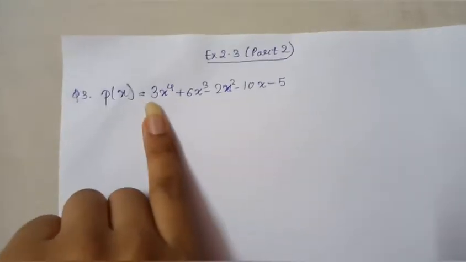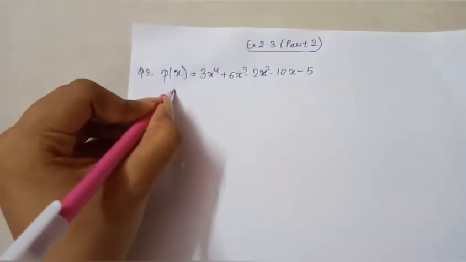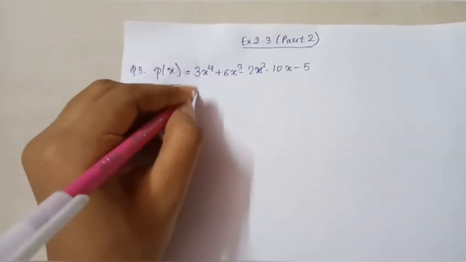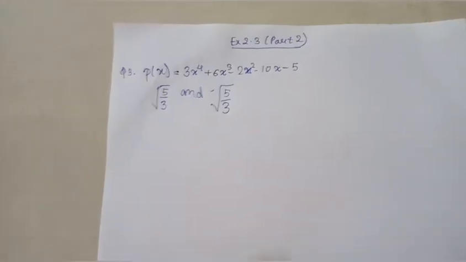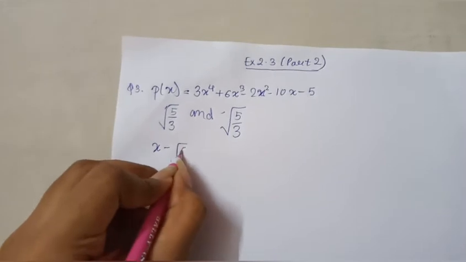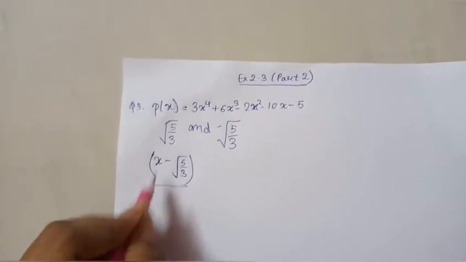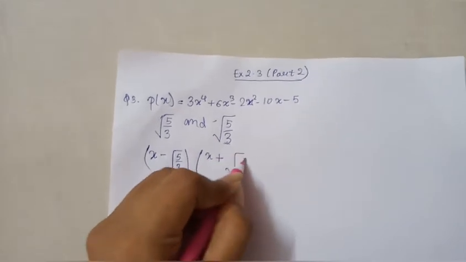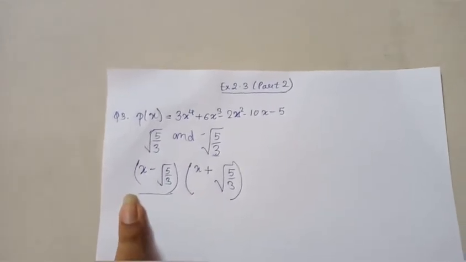Now we'll name this polynomial as p(x). They have given that one zero is root 5 upon 3 and the other is minus root 5 upon 3. So we can write it this way: x minus root 5 by 3 is one of the factors, and the other factor, by taking this as 0, will be x plus root 5 by 3. So these are the two factors of it.